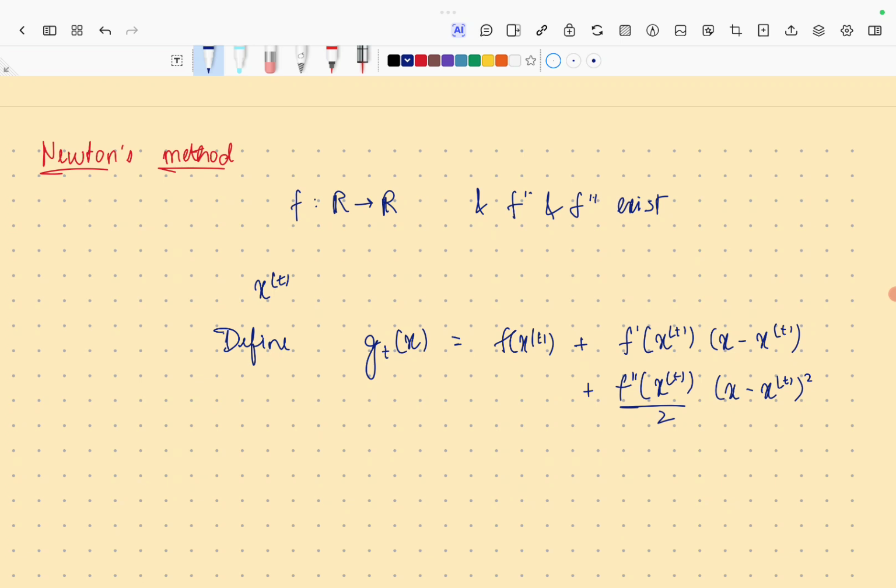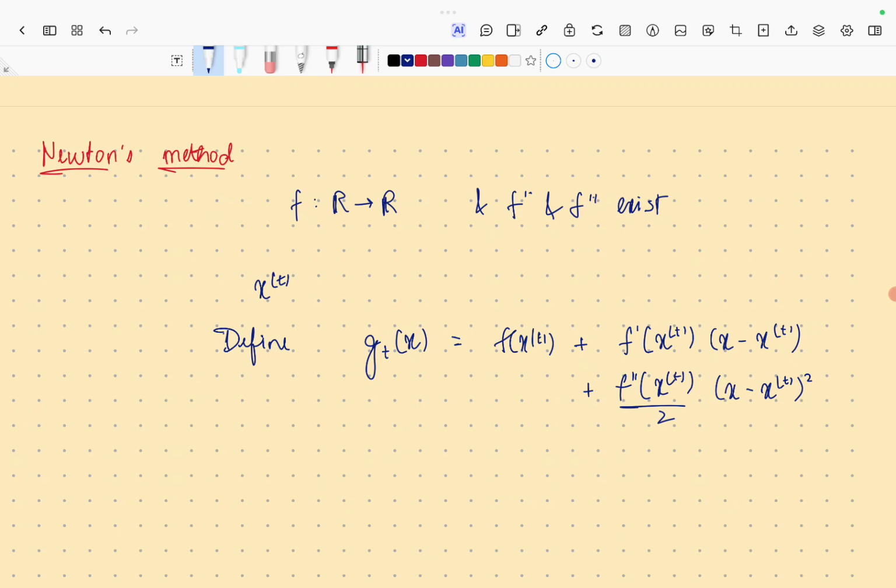A unique global minimum? Second derivative is greater than 0. F is convex, f double prime is positive. Right. So as long as f double prime of xt is greater than or equal to 0, this is guaranteed to have a minimum.